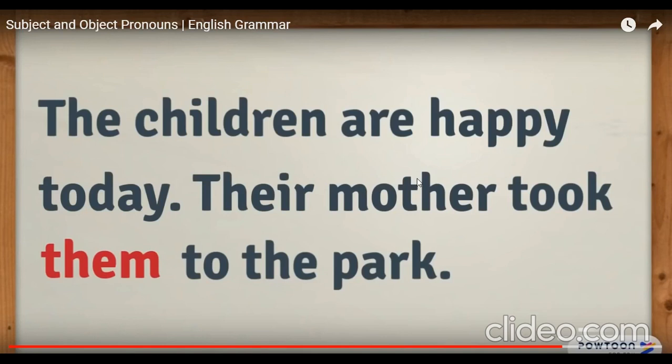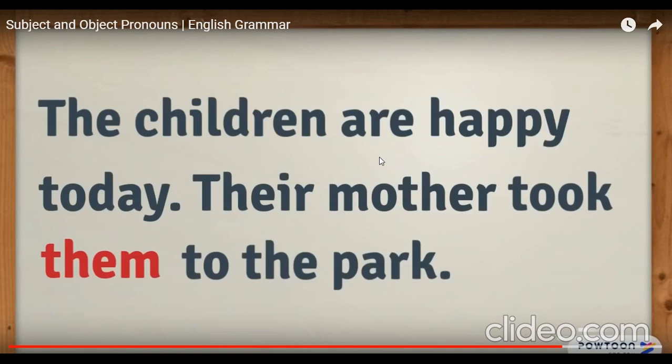Their mother took the children. Then, instead of saying "the children," them: their mother took them to the park. Then "they," when it becomes the object, becomes "them." Okay, can you answer this question? The children, if I want to replace it, then I replace "children" and use it again.